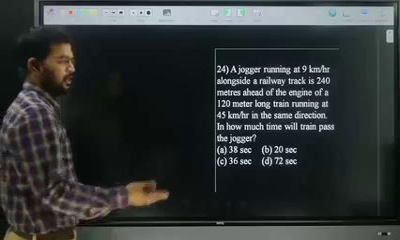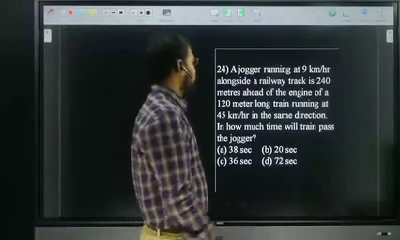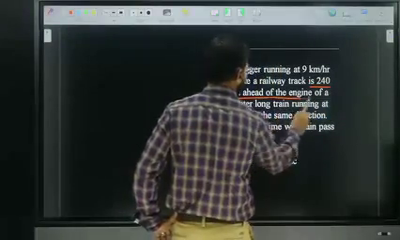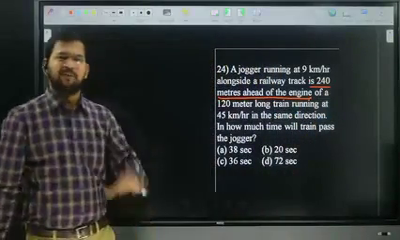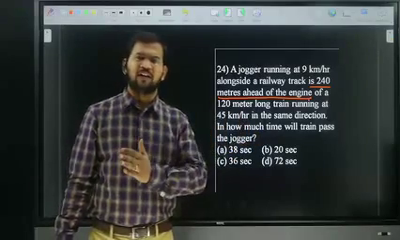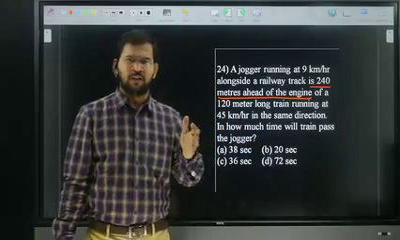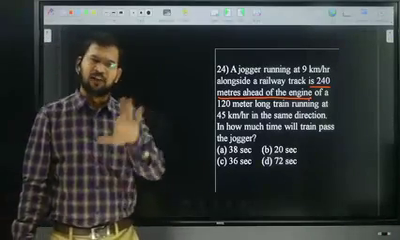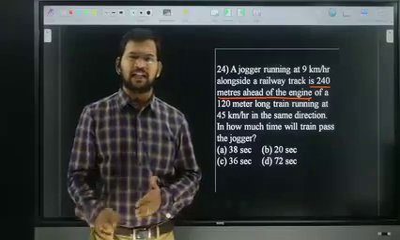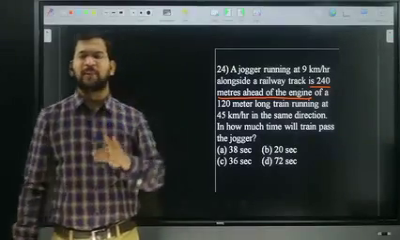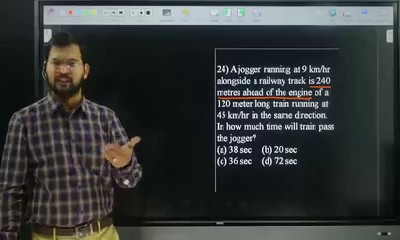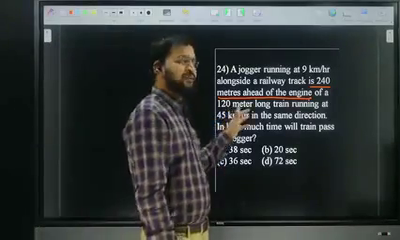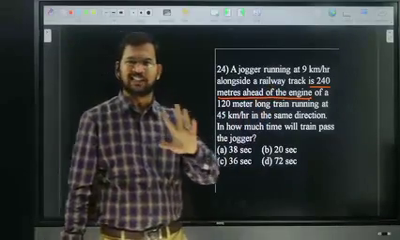First of all, I will solve orally. A man is 240 meters ahead of the engine. Whenever the train passes the man, first the train reaches the man's position. The distance between the man and the train is 240, so the train first covers that distance of 240. After reaching the man, the entire train passes by him, from the first bogie to the last bogie. That is the length of the train, 120 meters. Together the distance is 360.